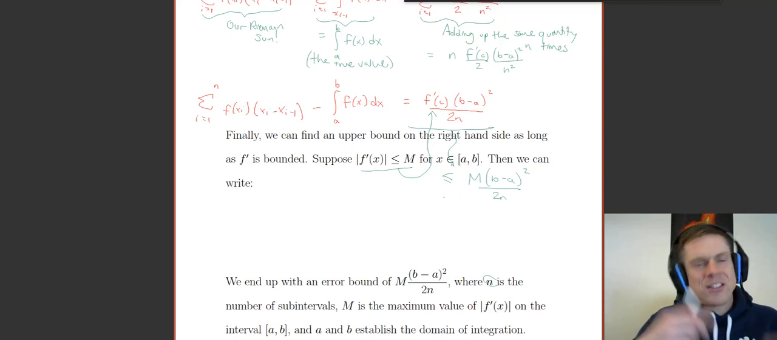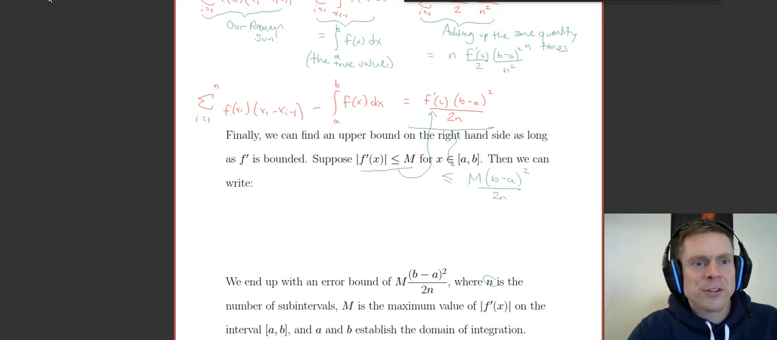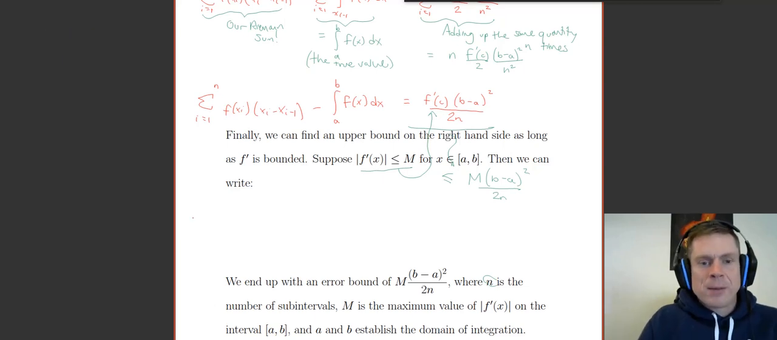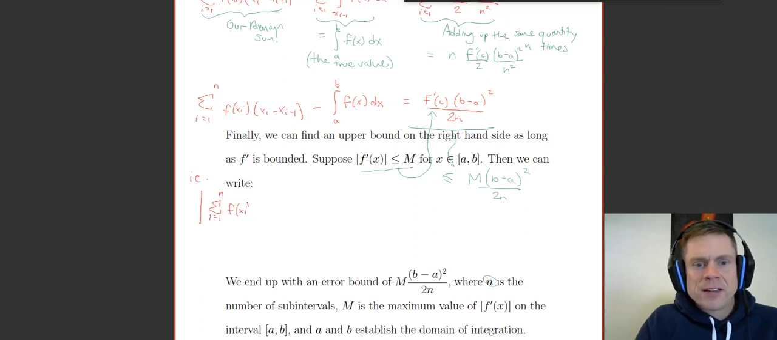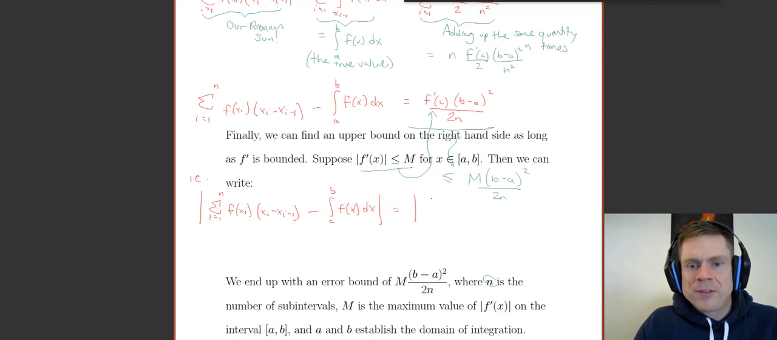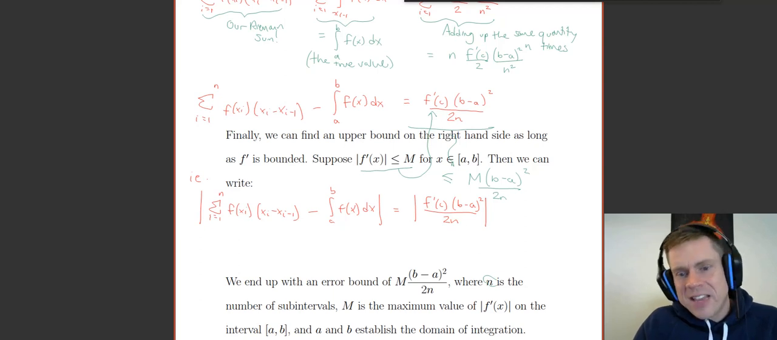That's just an idea of how this is going to unfold, and we're going to end up with this. We get that the absolute value of the sum from i equals 1 to n of f of x_i times the width of those rectangles, minus the true value of the integral, is equal to the absolute value of some f prime of c times (b minus a) squared over 2n. And then I can say that this quantity, with that bound, is less than or equal to m.